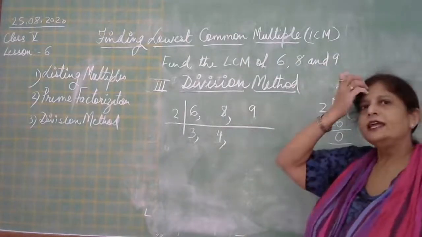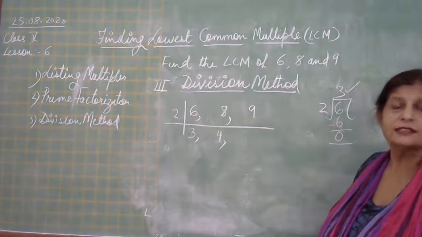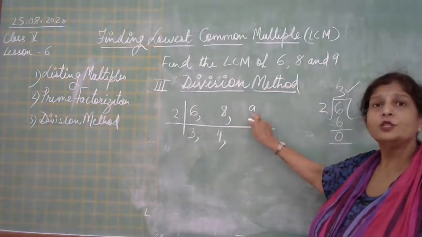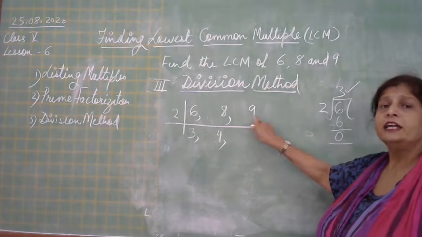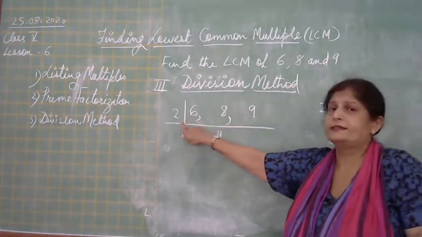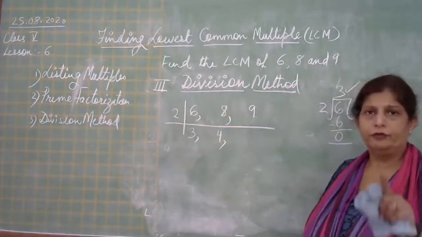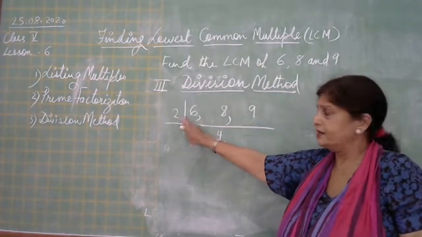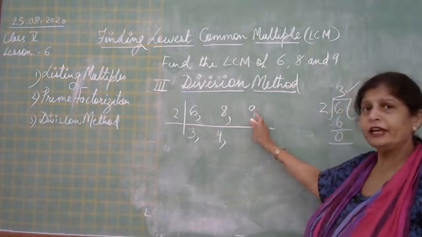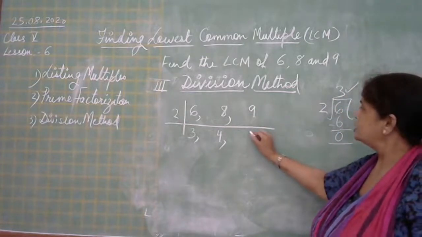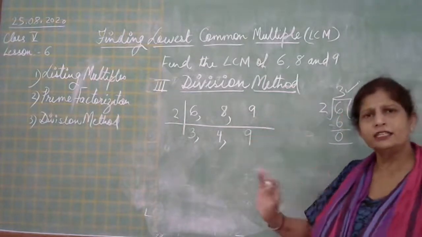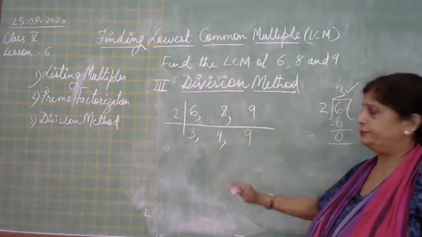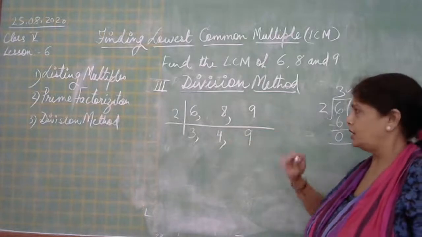So children, in which case, where the number is not exactly divided by this, or not divisible? We use the word divisible. Not divisible by the divisor. In that case, we write the number as it is. So we will write 9 as it is. Clear, children? This is the second step. This is the second row which we have got.